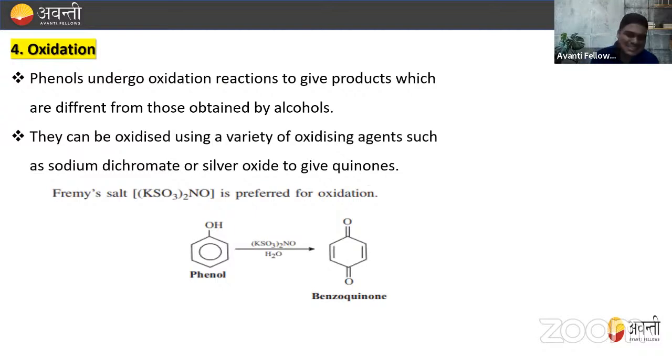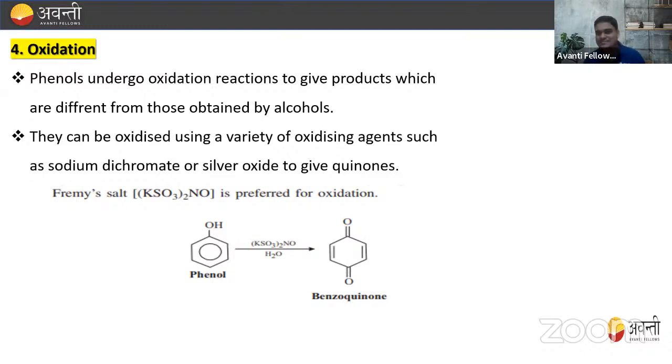Now, the next reaction is oxidation. This is also a very important reaction. Phenol undergoes oxidation reaction to give products which are different from those obtained from alcohol. Always remember this. Can anyone tell me what happens on oxidation of alcohol? What product did we get when we treated alcohol for oxidation with K2Cr2O7 or KMnO4? Anyone?